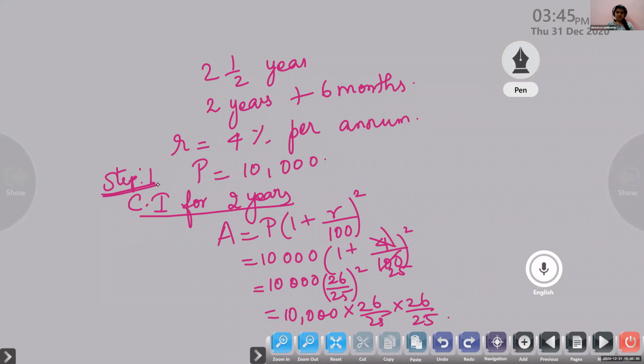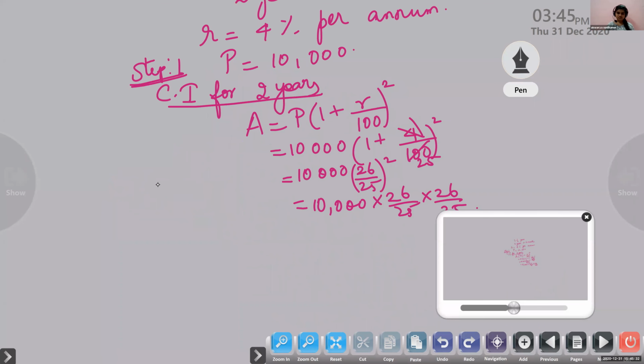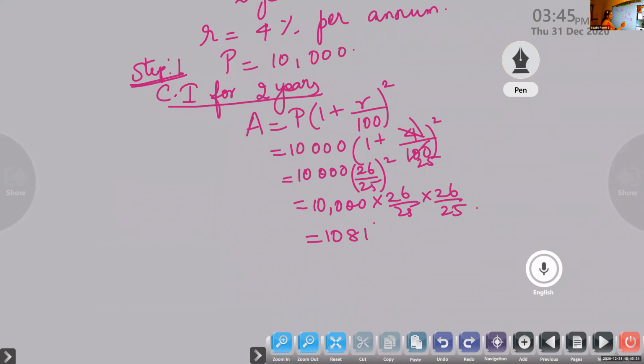Aishwarya, are you getting the answer? Is it 10,816? Yes, it is correct. Now listen, children, listen. This is the amount after 2 years. Now listen, 6 months are left out. What do you have to do? For that 6 months, we have to find the simple interest, because the full year is not complete.